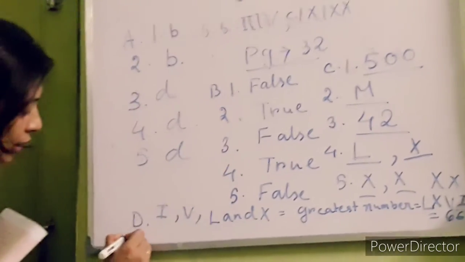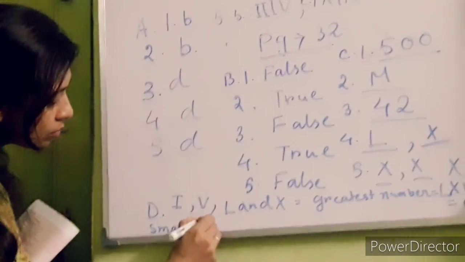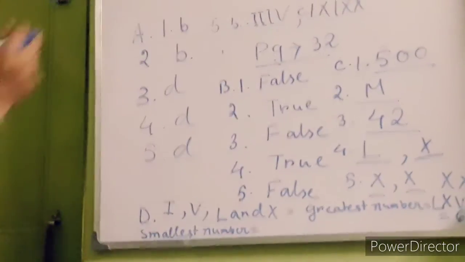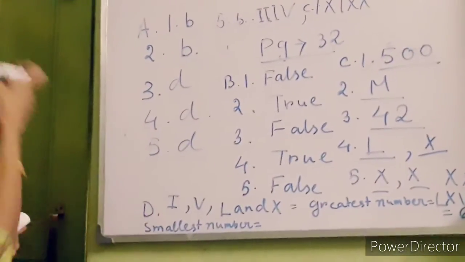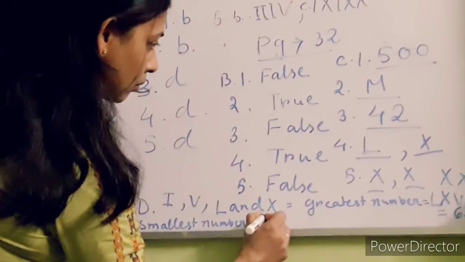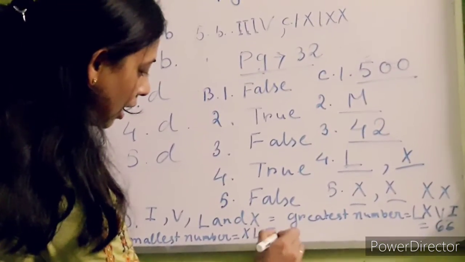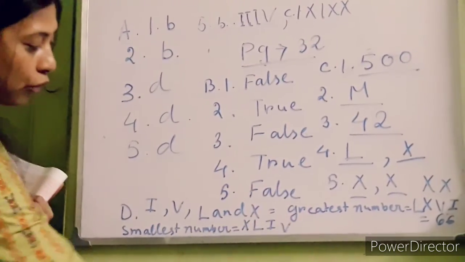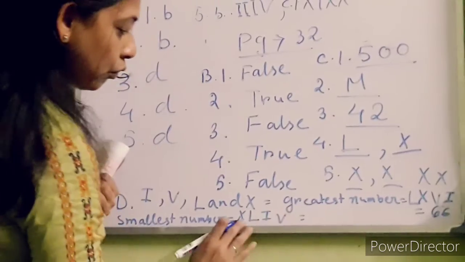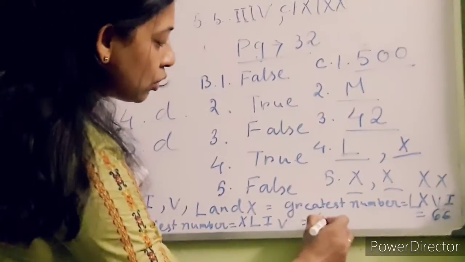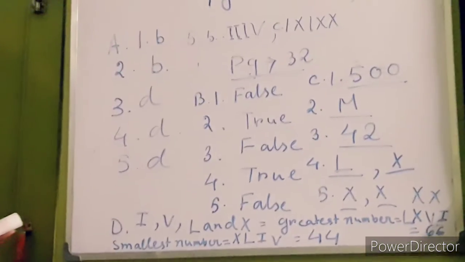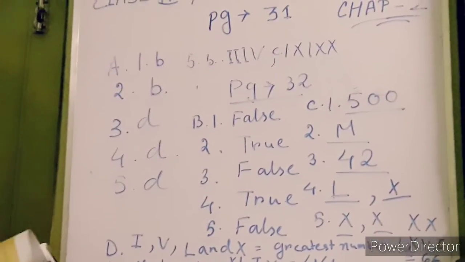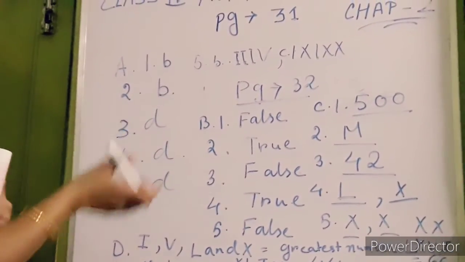Clear? And the smallest number using Roman numerals with these symbols is XLIV. XL means 40, IV means 4. So 44. Clear? I think this whole exercise I have completed here through this video.